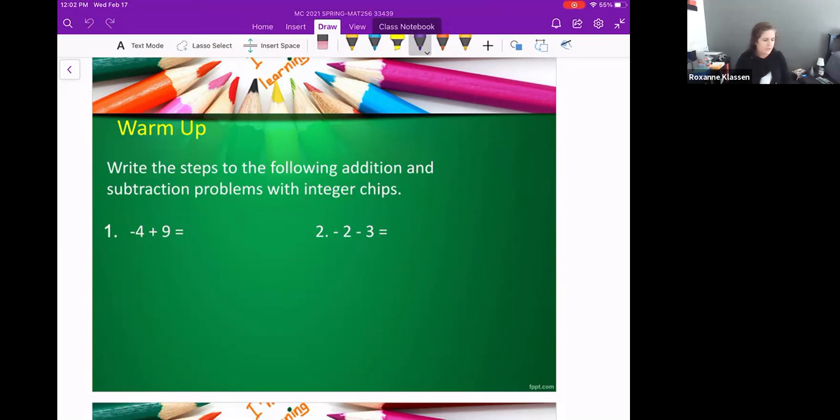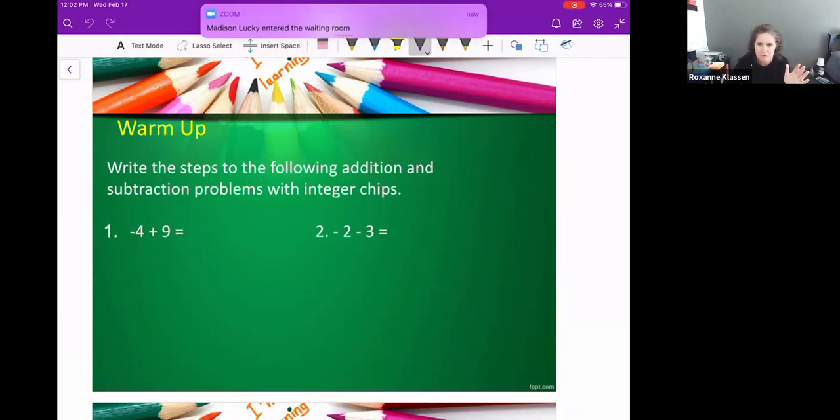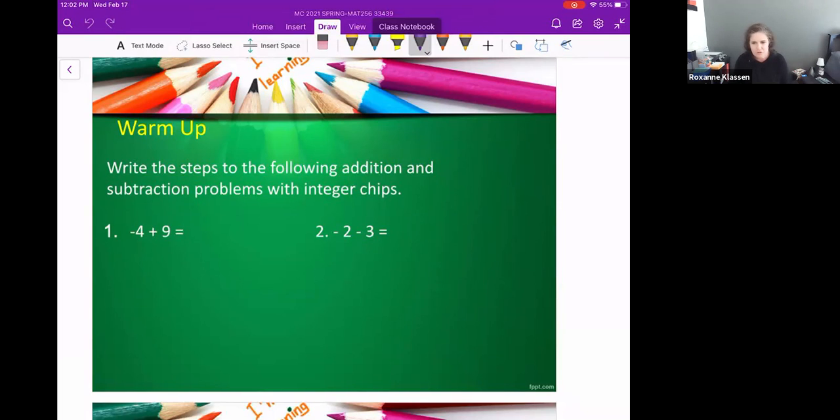Okay, hopefully you're working on those warm-up problems. I know you know the answer. That's not the concern, right? The concern is, can you write the steps and show it with integer chips? That's the key.